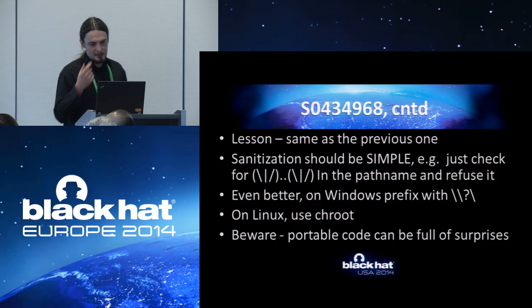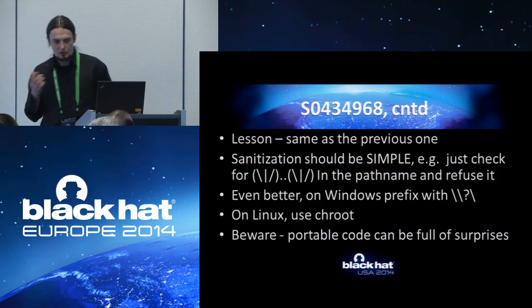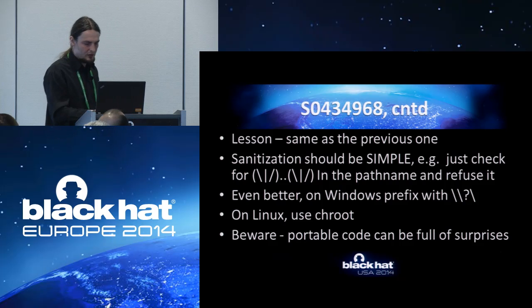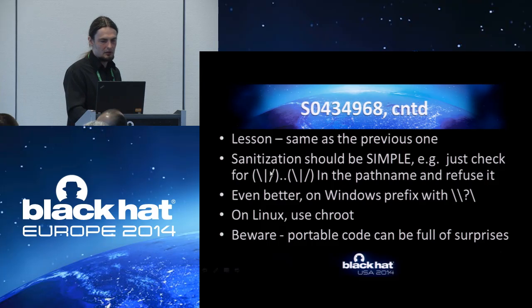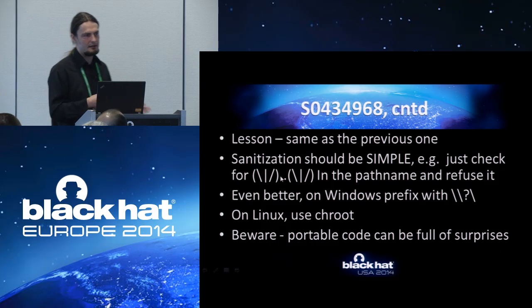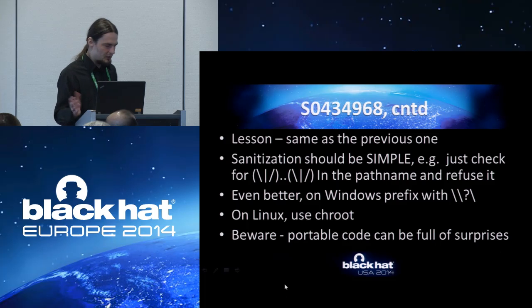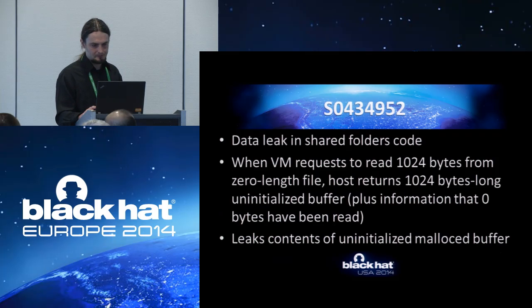Okay, the lesson same as before. This sanitization should be simple, really, to not make too many errors in it. For instance, you could just check for an occurrence of a single double dot and then immediately reject it. It will be enough, right? And you have some OS-specific tricks that you can use. And again, just beware, portable code is sometimes very difficult to write in a secure way.